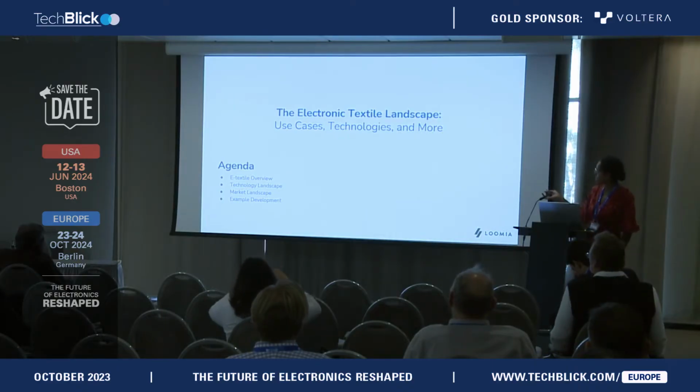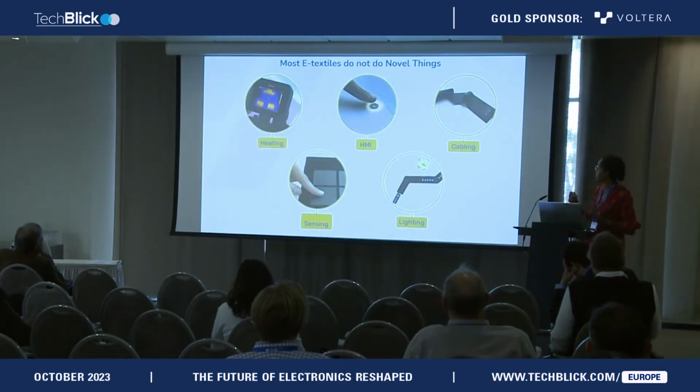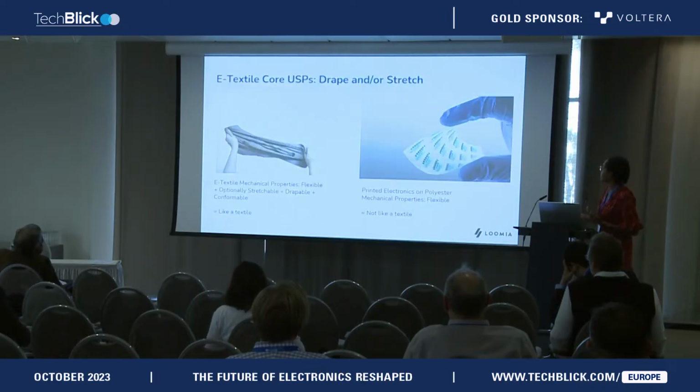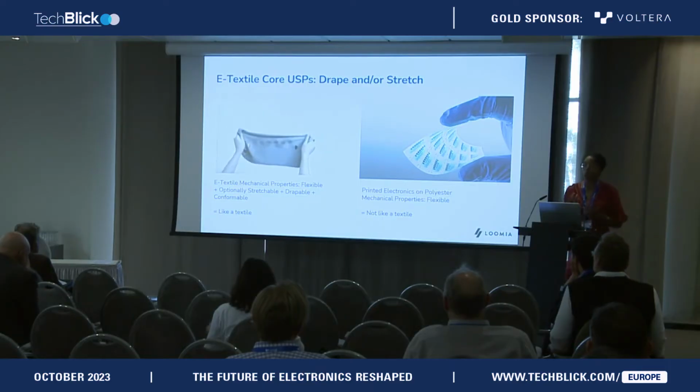So this is our agenda: e-textiles overview, technology landscape, market landscape, and example development. So let's start with the e-textile overview. I think in general, most e-textiles do not do novel things. They do things like heating. They can be used for HMI, cabling, sensing, and lighting. And so the main value proposition, if not doing very new things, is generally introducing drape or stretch.